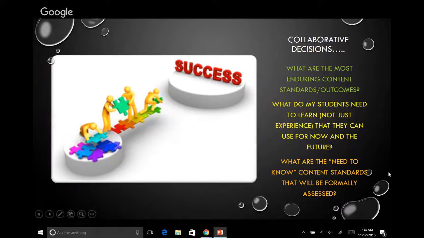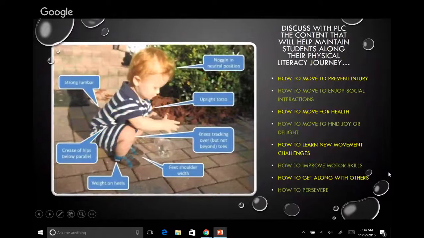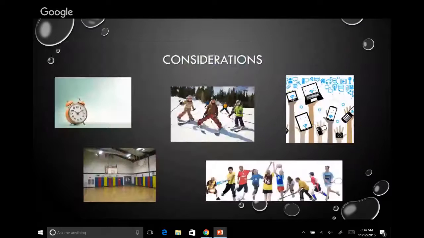So we're going to talk about this need to know content. In order for us to really pull out what that need to know content standard is, we need to have some parameters to make our decisions. So what can my students learn that will help them prevent injury, or enjoy social interactions, or move for health, or move to find joy and delight, learn new movement challenges, improve motor skills, get along with others, how to persevere. All of those things are some considerations where you can get your biggest bang for your buck.